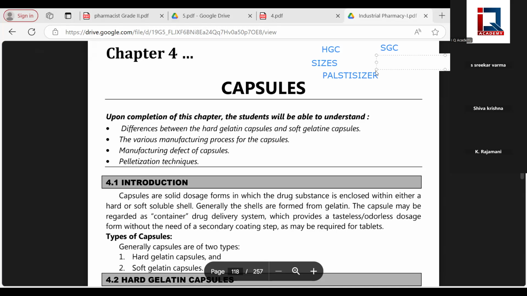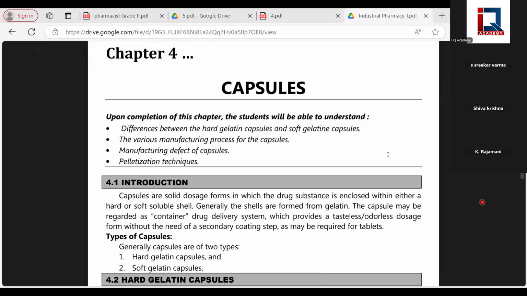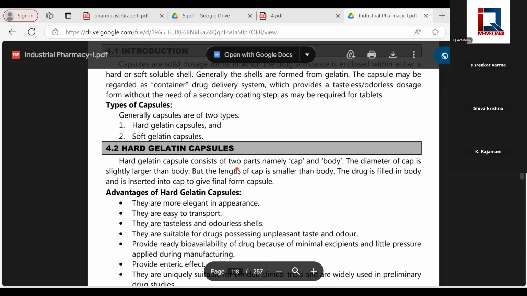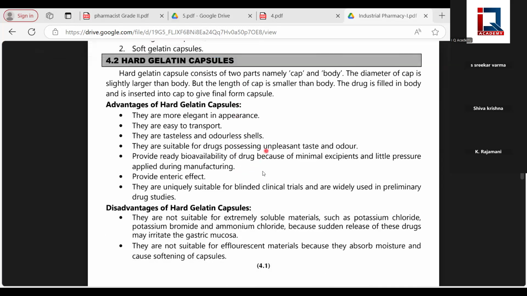Now, first we will see how hard gelatin capsules are prepared. Yes, so have a look. Just we discussed hard gelatin and soft gelatin capsule. There are a lot of advantages and limitations of hard gelatin capsule. One more difference: in hard gelatin capsule, we cannot store liquids and semi-solids. We can store only solid substances. It can be granules, powders, or pellets. But in soft gelatin capsules, we can store oils, liquids, and semi-solid preparations also.